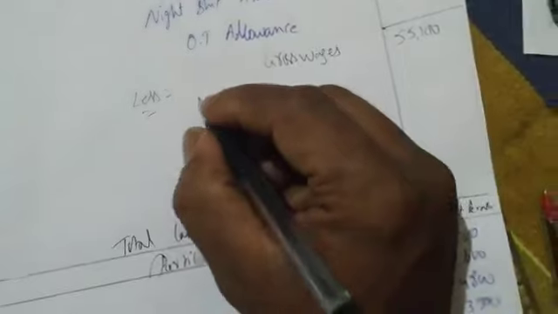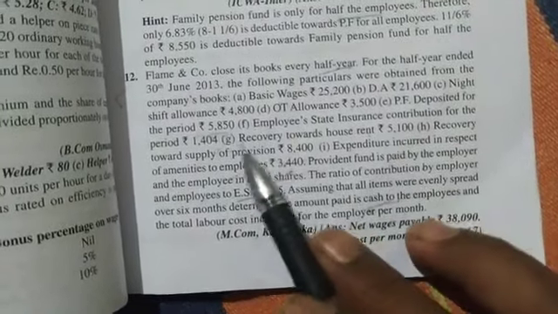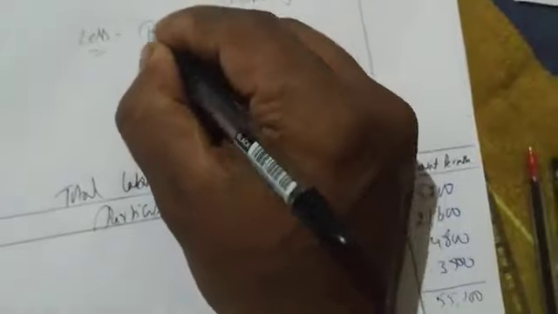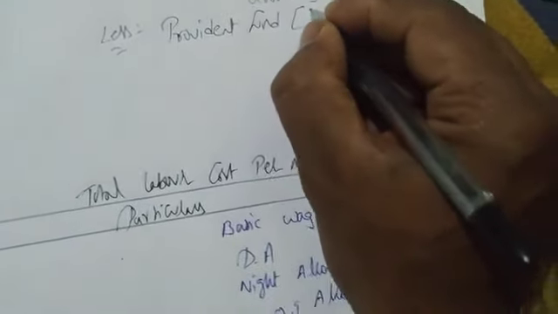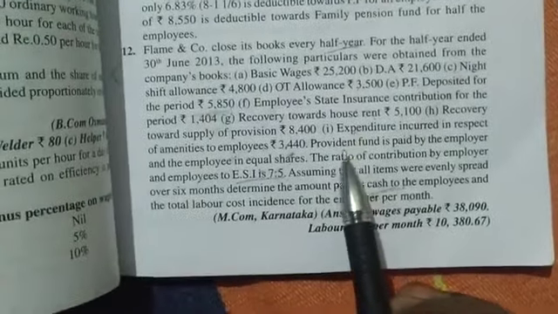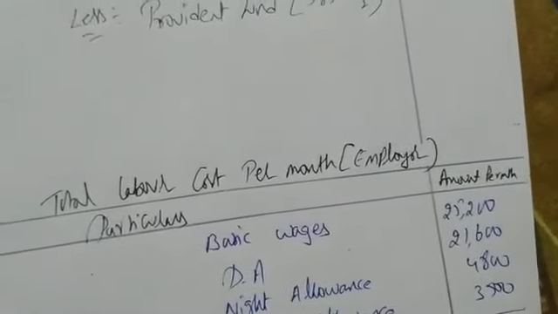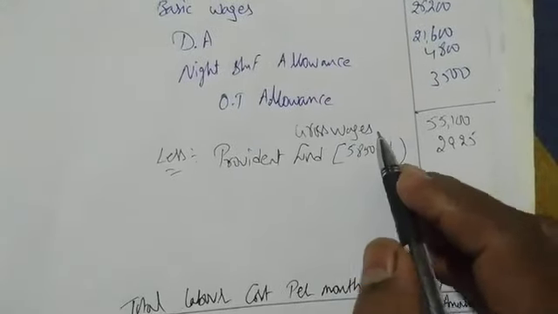Next, here we have to deduct. What do we have to deduct? First item is provident fund deposited for the period. So you have to deduct the provident fund. This is half, right? Provident fund is paid by the employer and the employee in equal shares. So 5850 divided by 2, that is 2925. From his wages he is contributing, that we have to deduct.